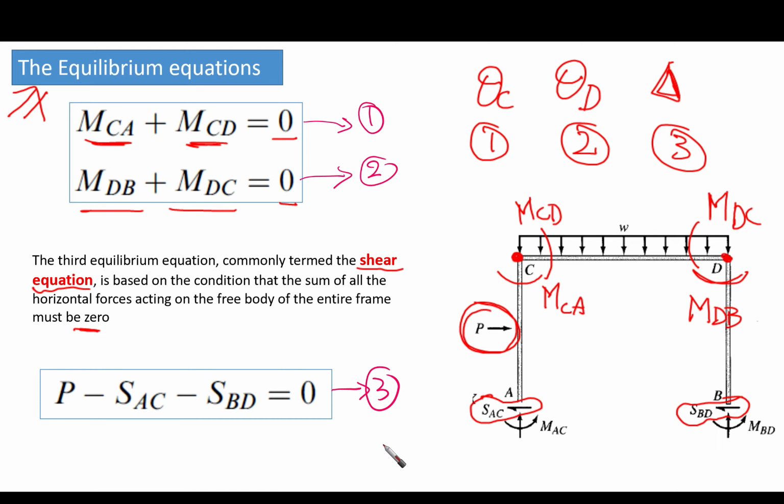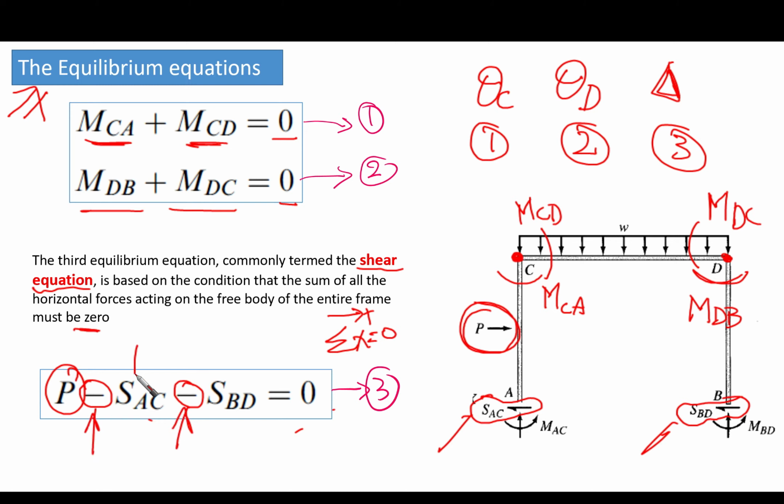So the third equation is, if we assume that the summation of x equals 0, taking this direction to be positive, then P minus SAC minus SBD is going to be 0. You're going to ask me why this is minus. The answer is just that we put it as an assumption. We're not sure whether it is right or wrong.